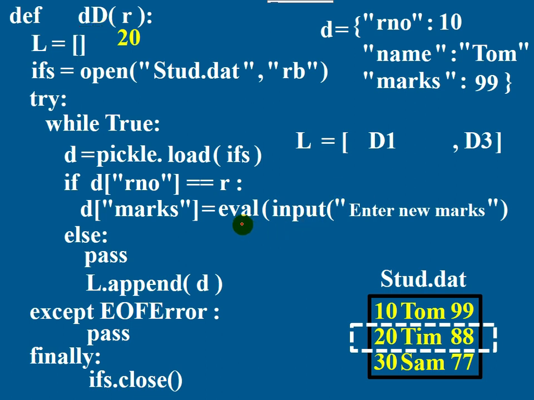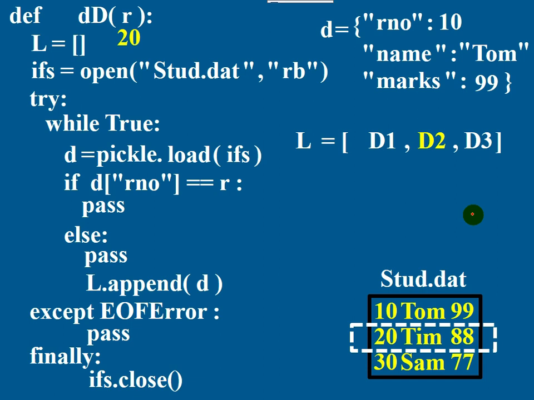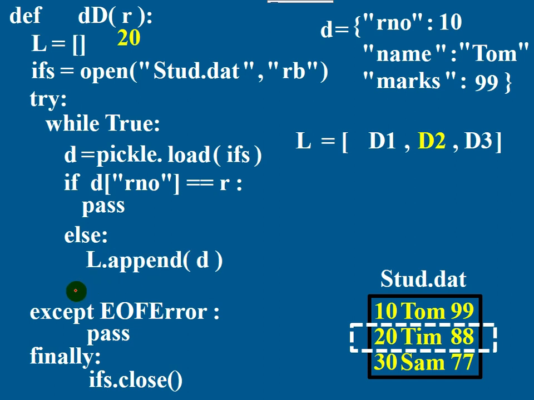Second change, no need to read the new total marks because you are deleting a record, so this statement does not exist. You can write pass, and this appending should be done in the else part. Now why the appending should be done in the else part, let me explain using an example. So remember the three changes.